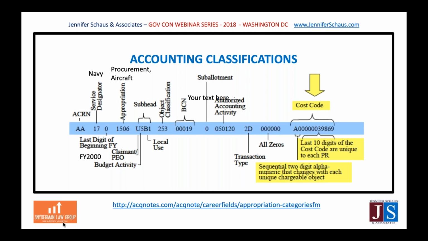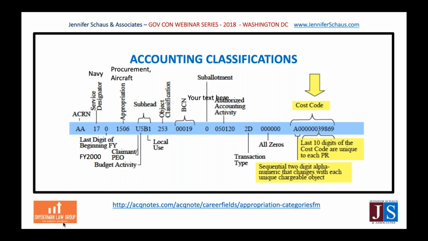The first thing you'll see is, so this is a DoD acronym, Department of Defense acronym. So you'll see the acronym number AA, and then a service designator, which is 17. And for 17, there's a chart that shows you exactly what that means, and I give you the link to see where that chart is here at the bottom of the slide. 17 is the Navy. Then there's a 0, and that 0 means it's the last digit of the beginning fiscal year. So this was a FY 2000 designation, so it's a Navy FY 2000 appropriation.